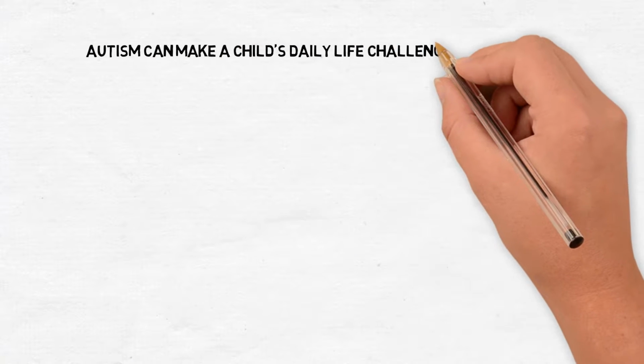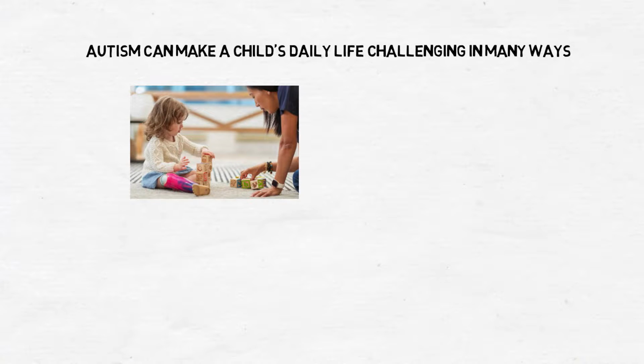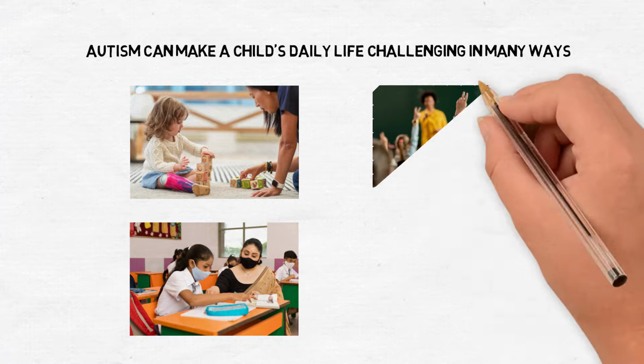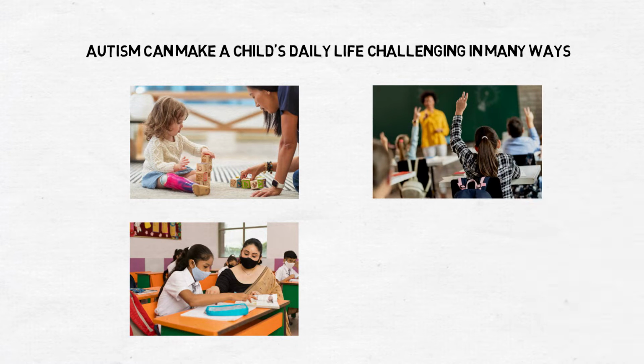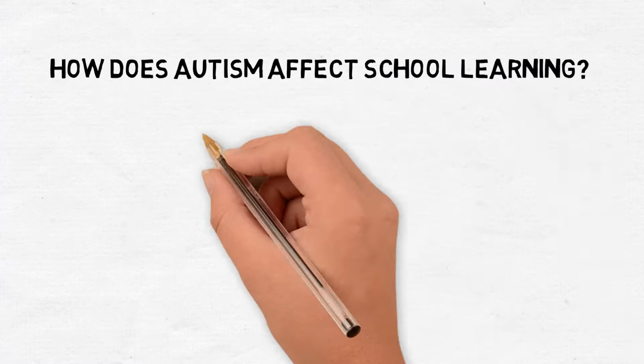Autism can make a child's daily life challenging in many ways. It can have an effect on how they learn at school, in particular. As a parent or teacher, you are in a position to help them get past these problems and get the most out of their education. How does autism affect school learning?